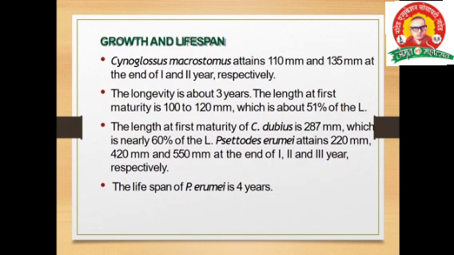Then about the growth. Cynoglossus reaches 110 mm to 135 mm at the end of the first and second year respectively. This is the growth rate. And lastly, at about 3 years the length at first maturity is 100 to 120 mm, which is about 51% of length.